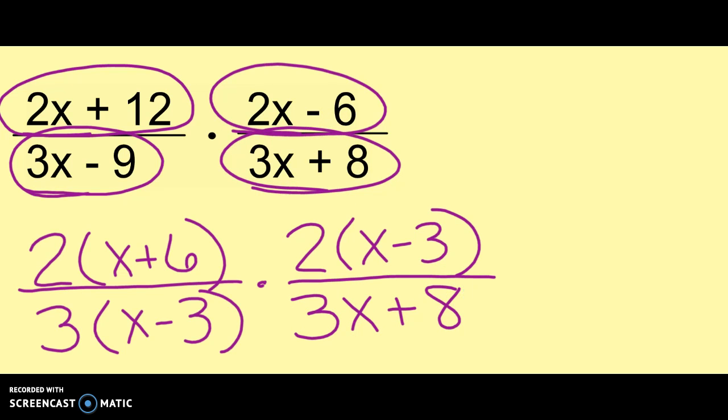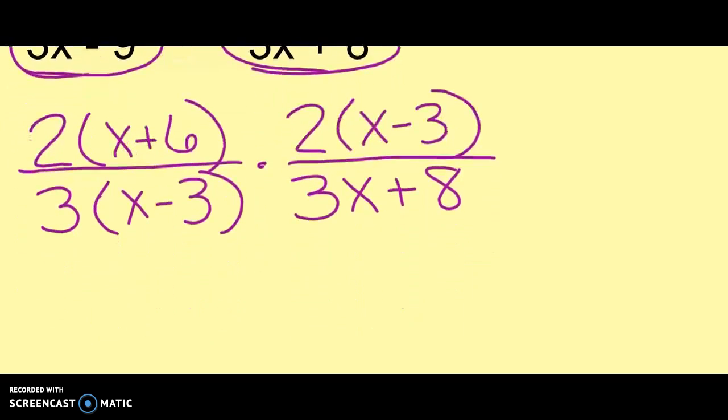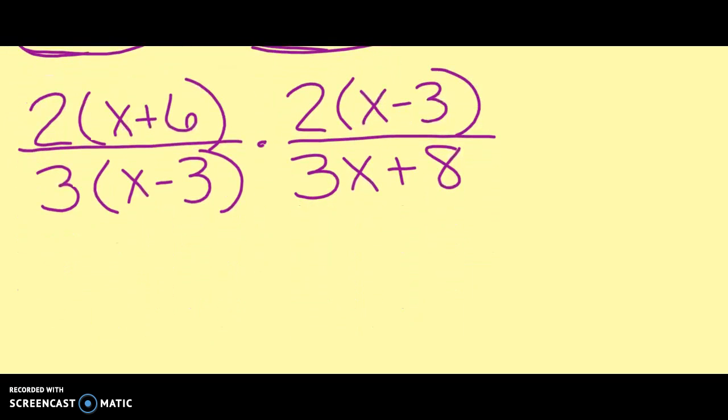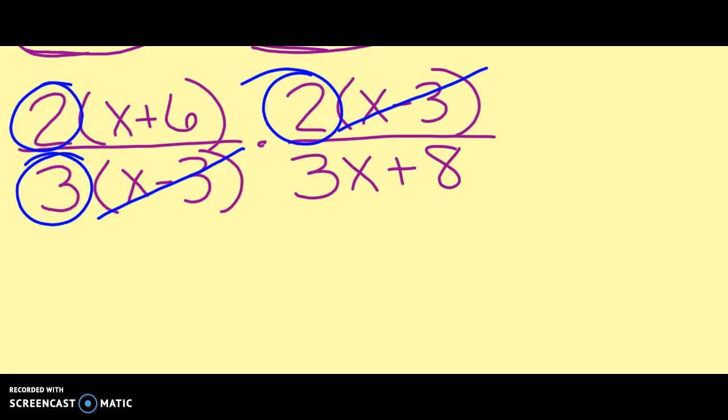So don't multiply yet, because that's going to involve foiling, and that's a big giant mess. Cancel out some stuff if you can. So again, x minus 3 is going to cancel with this x minus 3. What else do we have that can cancel out? Nothing. The 2 and the 2 cannot cancel out with this 3, so we have to leave them alone.